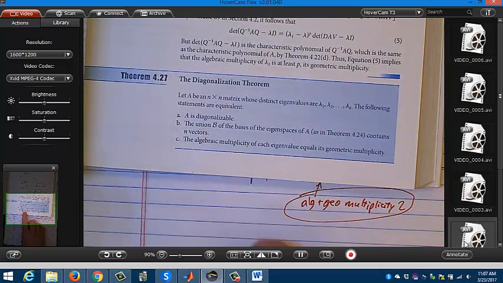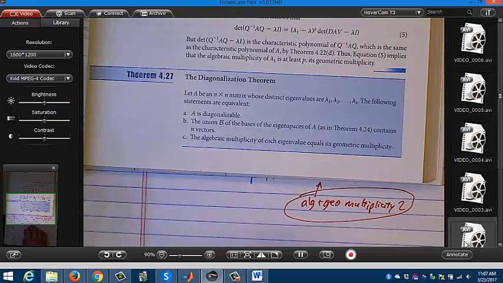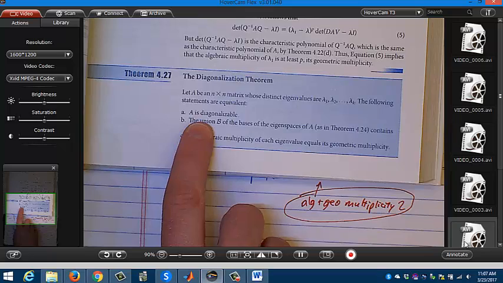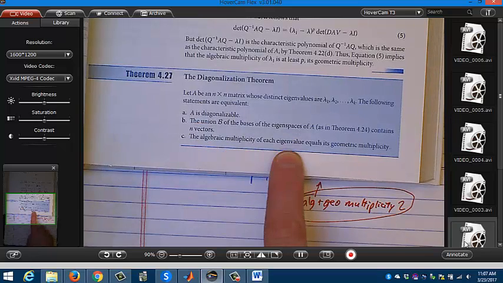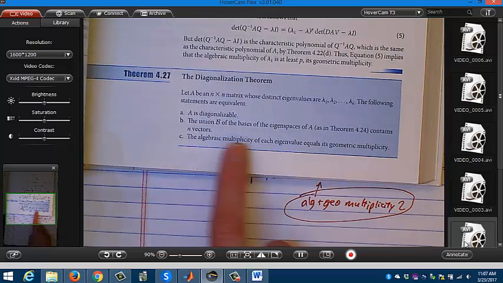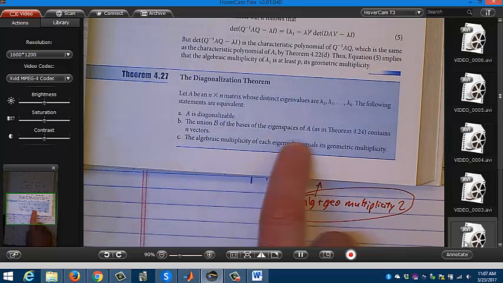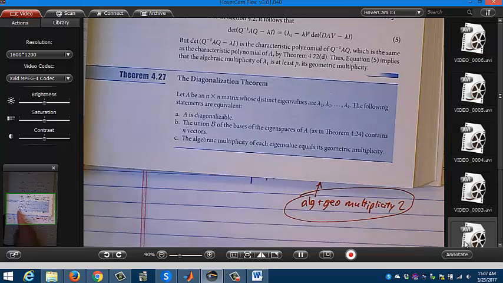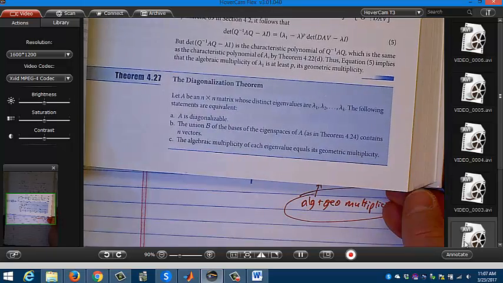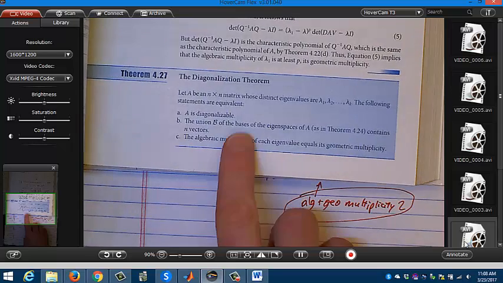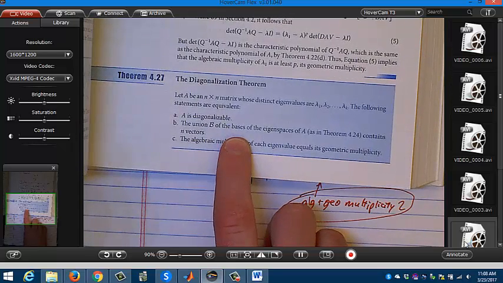I think what I want to do instead is, we've been proving these are equivalent: A is diagonalizable, and the algebraic multiplicity of each is equal to the geometric multiplicity. And then you could talk about the union of the bases of the eigenspaces containing n vectors. What does that mean? Well, union means put them all together.